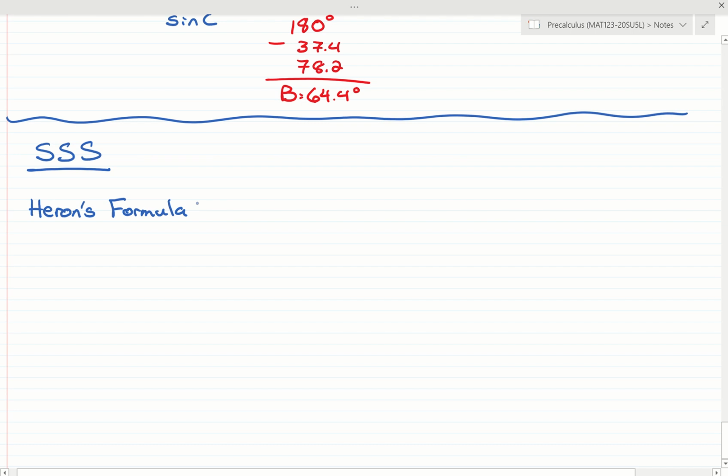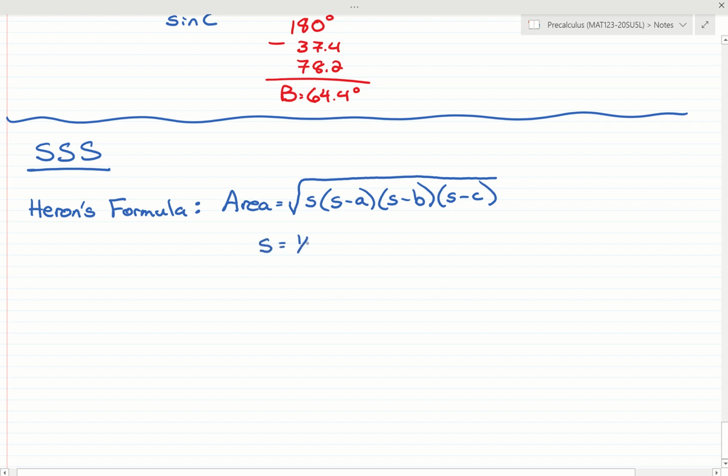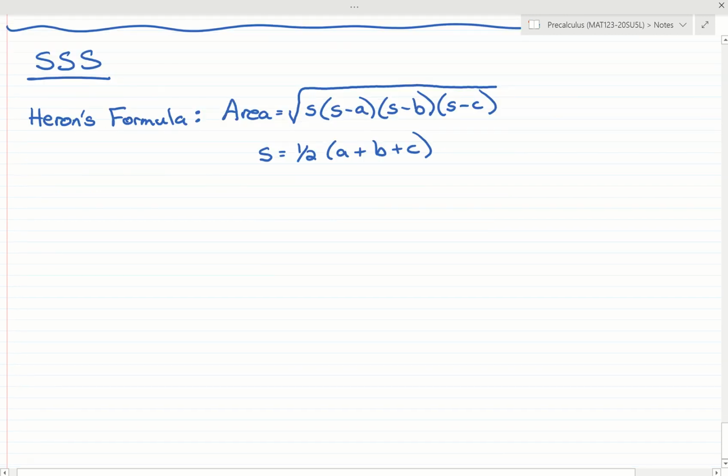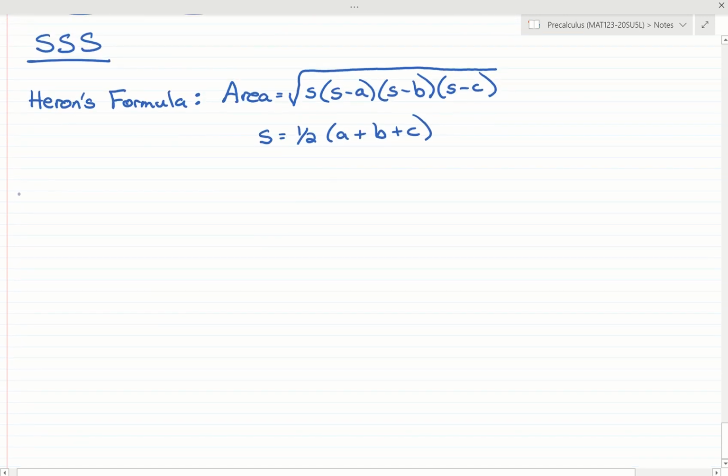So Heron's formula says the area of a triangle with three sides is equal to S times S minus A times S minus B times S minus C, all inside of a square root. Now the question is, well, what is S? S is equal to 1/2 of A plus B plus C. So let's take a look at an example.